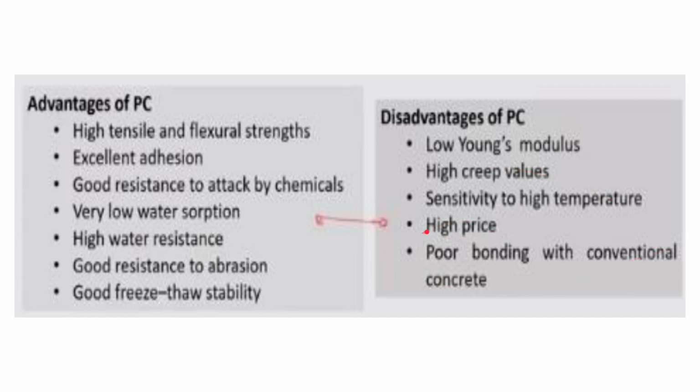Okay, so that is the reason why, although it has such advantages, its usability, economy, and feasibility are a little bit in question, which needs to be further researched. Apart from the high price, there are other disadvantages, a few of them such as low Young's modulus, as we just studied, particularly at higher temperatures, high creep values, sensitivity to high temperature, and poor bonding with conventional concrete. So these are some of the disadvantages of polymer concrete.